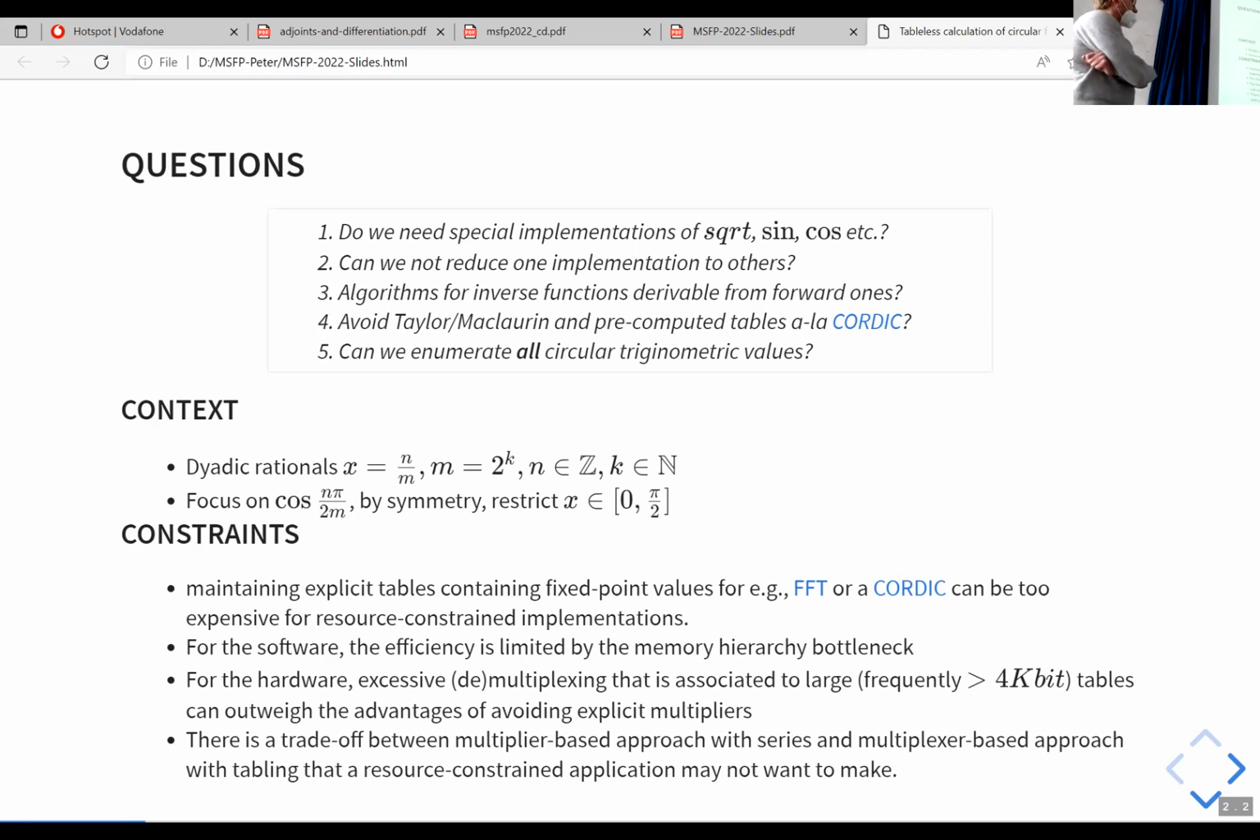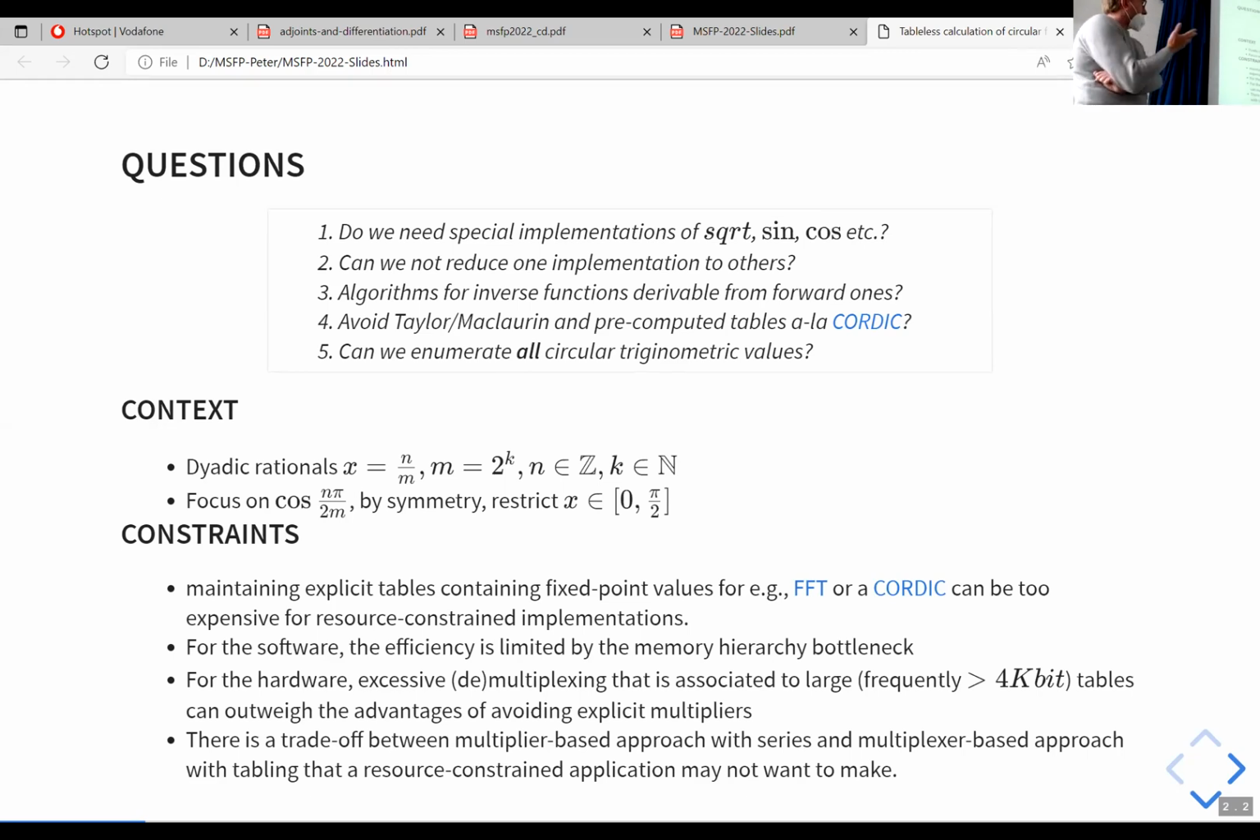What is the context? The algorithms that I will be presenting work on Dyadic rationals, which are basically rational numbers where the denominator is an exponential value. So there is a k, and this actually defines the precision of this value. Dyadic rationals are very widespread in signal processing. Of course, fixed point numbers are frequently used in hardware implementations. They are actually Dyadic rationals.